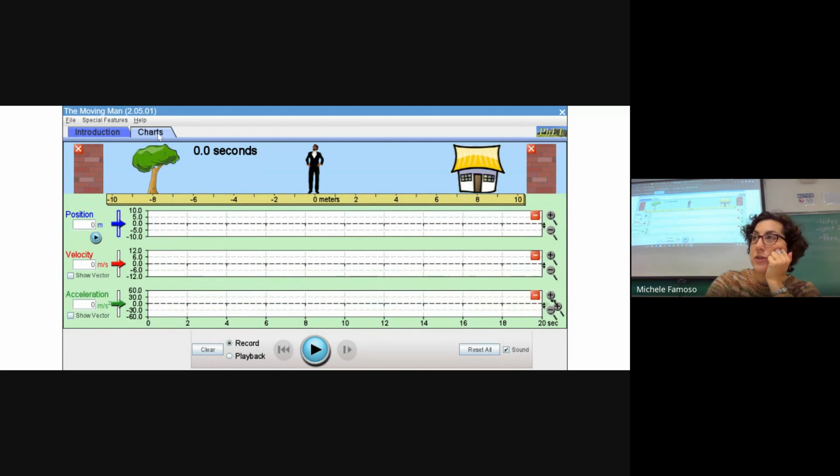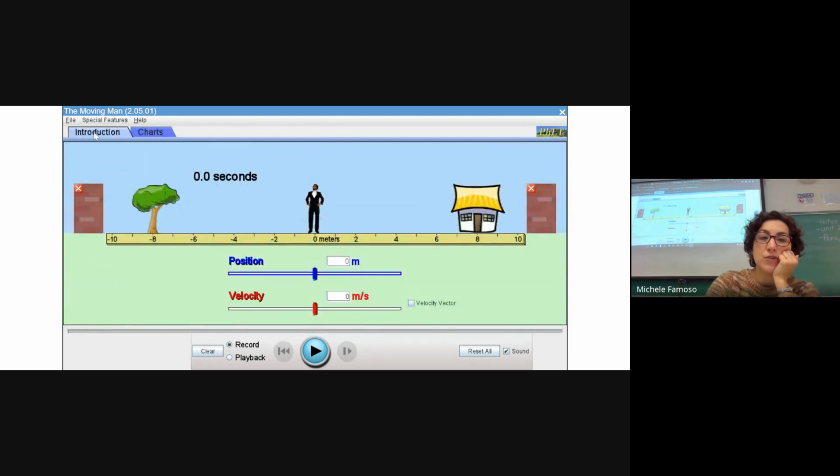We don't care about the charts section. Go to the Introduction tab. That's the whole lab is done in this, okay? And then we want to play around with it to find some things. So I'm just going to show you some features.